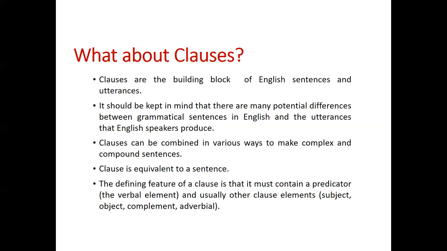These are the predicator or the verbal element, and this is the predicate, or we can say this is the verb or the verbal or the predicate or the predicator. And the four clause elements are the subject, object, complement, and adverbial. So basically, all in all, the clause is the building block of English sentences and utterances.